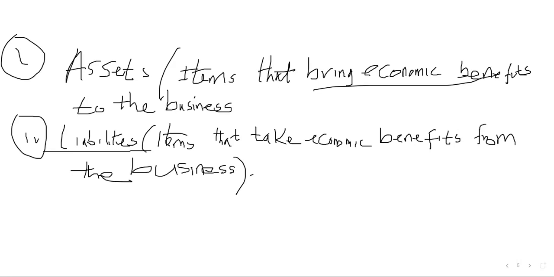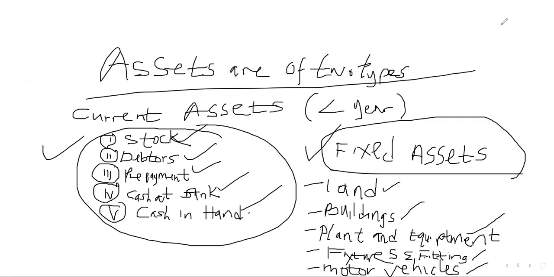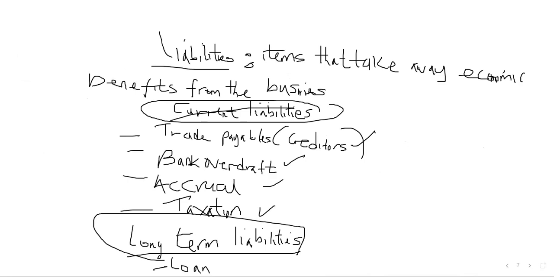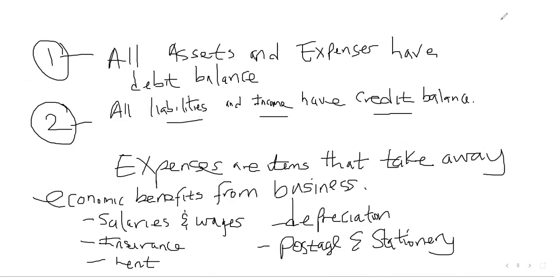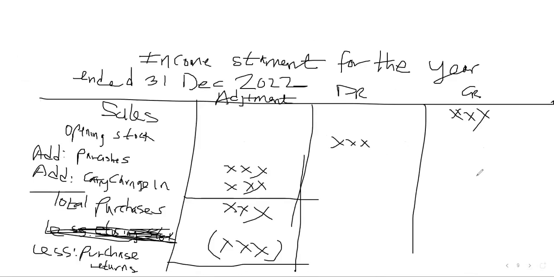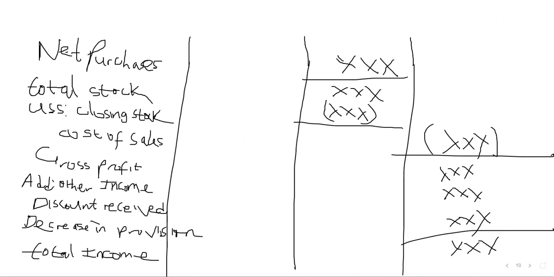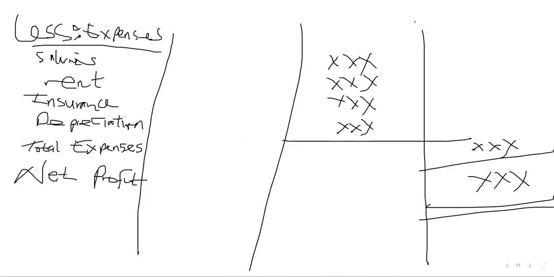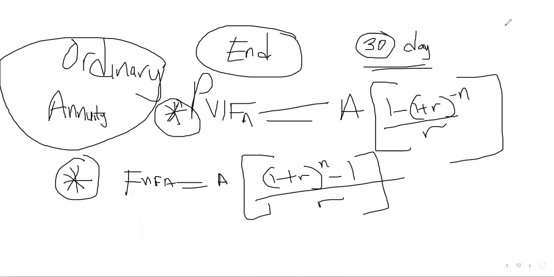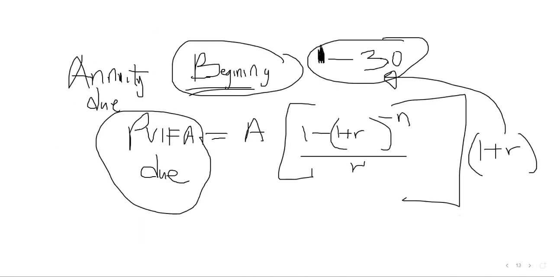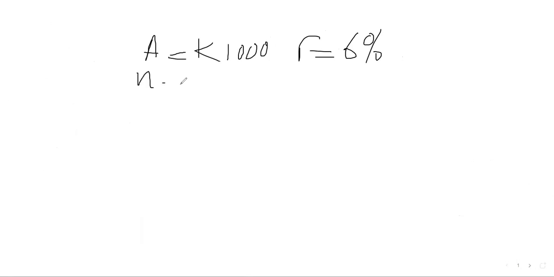So what we have is a loan of 1,000 that we need to see how we're going to amortize. Based on the information that has been given, the interest rate has been given. So let us see, what amount have we gotten? The amount is 1,000 kwacha. Then our rate from the bank is 6%. And our N is 3 years.